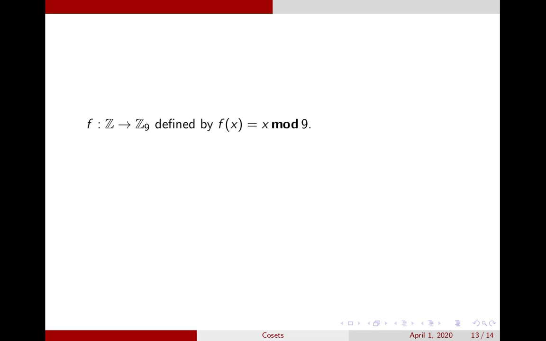Okay, let's try this third example. So now we're looking at the function f from the integers, the entire set of integers, into Z9, defined by f of x equals x mod 9. And we're using the usual operations on Z and Z9, namely plus and plus sub 9. So the identity in Z9 in this case will be 0, because the operation is an addition.